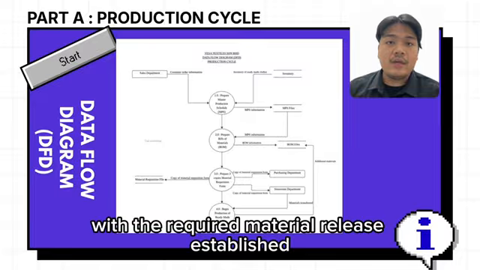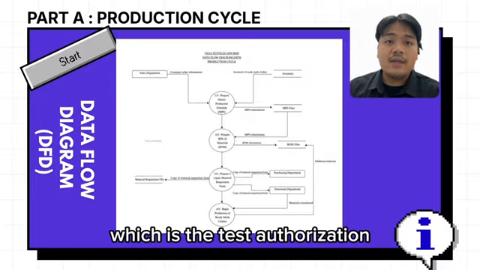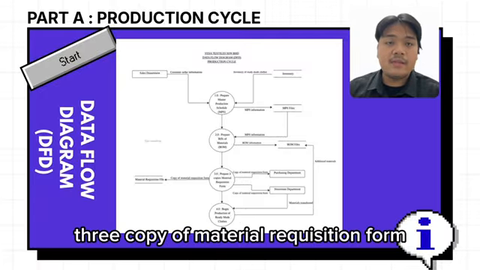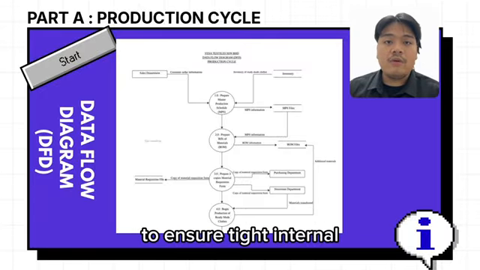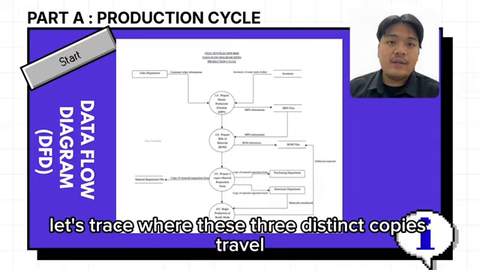With the required material list established, the system advances to process 3.0, which is dictate authorization. Here, the system prepares 3 copies of the material requisition form to ensure tight internal control across different operational areas. Let's trace where these 3 distinct copies travel.